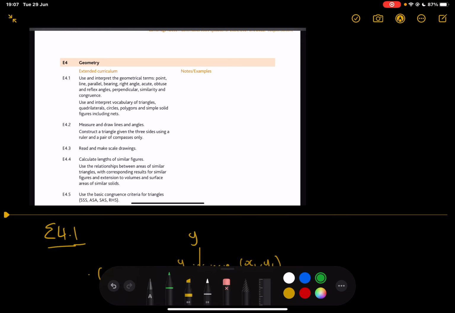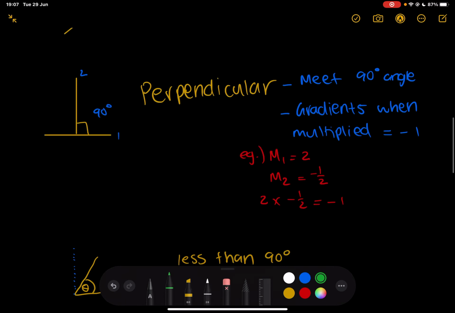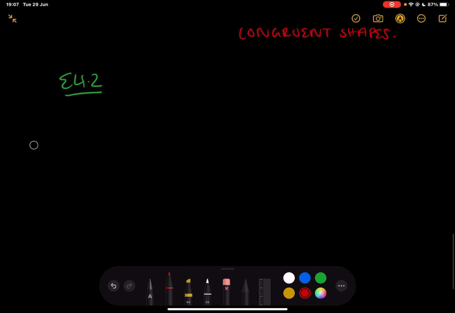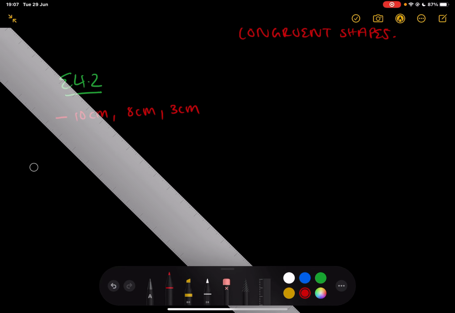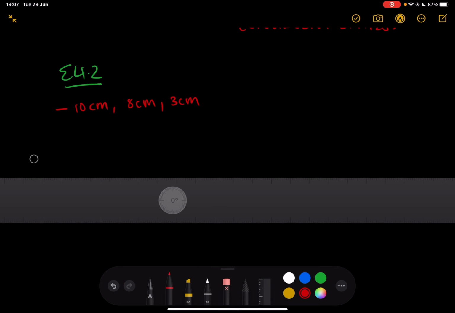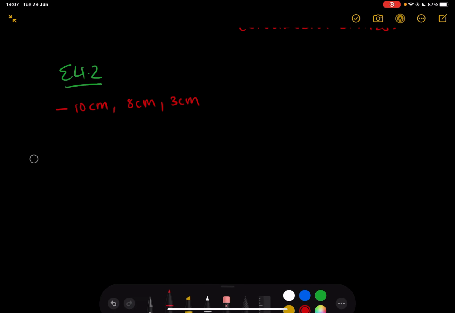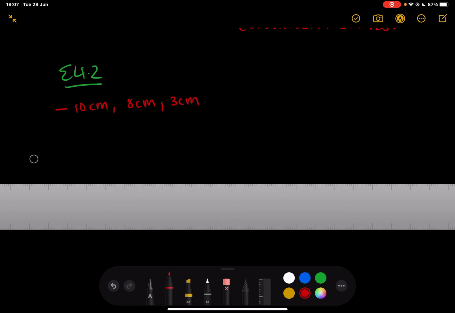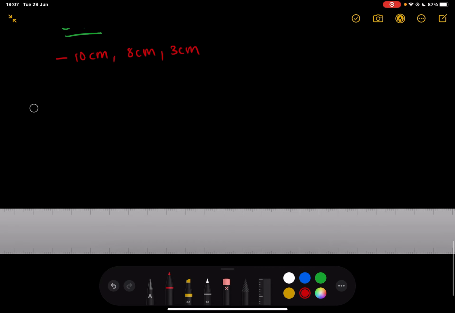But constructing a triangle given the three sides using a ruler and a pair of compasses only. I don't have the pair of compasses here, but I will explain how to use them. Let's say we're given a question where it gives you the three sides, the lengths of the three sides. Let's say one is 10 centimeters, the other is 8 centimeters, and the other is 3 centimeters. So what you're going to do is take out your ruler, and you're going to measure 10 centimeters.